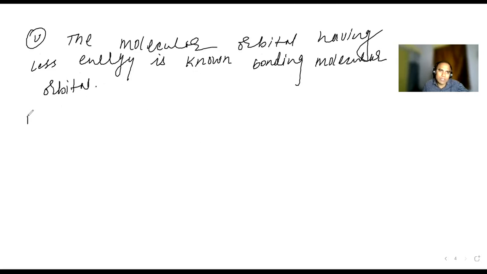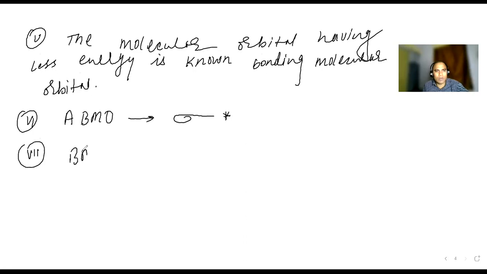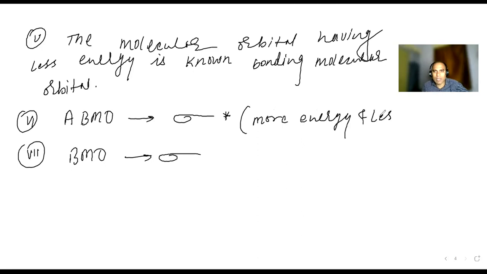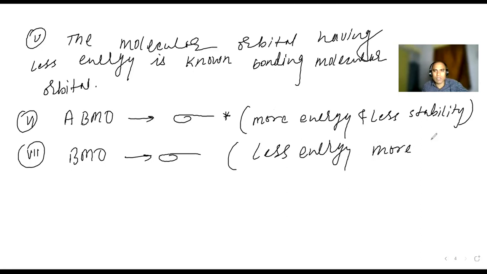Now the sixth point: the antibonding molecular orbital (ABMO) is represented by sigma star. The seventh point: the bonding molecular orbital (BMO) is represented by sigma. Star means more energy and less stability. The second one has less energy and more stability. So these are the points.